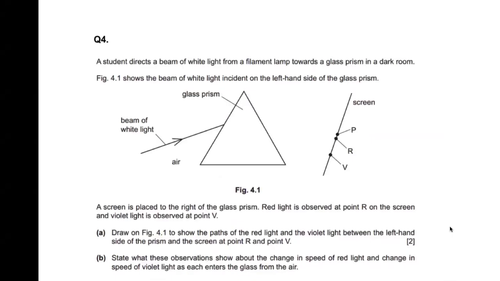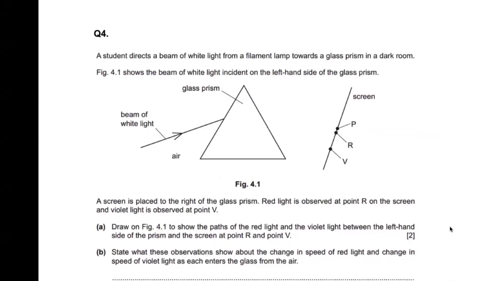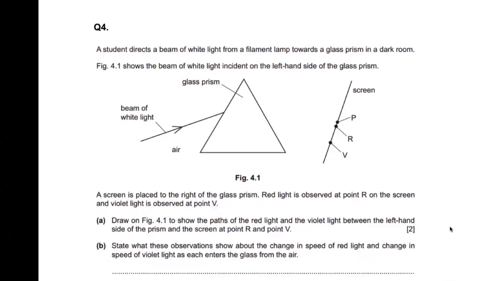4. A student directs a beam of white light from a filament lamp towards a glass prism in a dark room. 4.1 shows the beam of white light incident on the left hand side of the glass prism. A screen is placed to the right of the glass prism. Red light is observed at R and violet is observed at P. Draw on 4.1 to show the paths of the red light and the violet light between the left hand side of the prism and the screen at point R and point V.